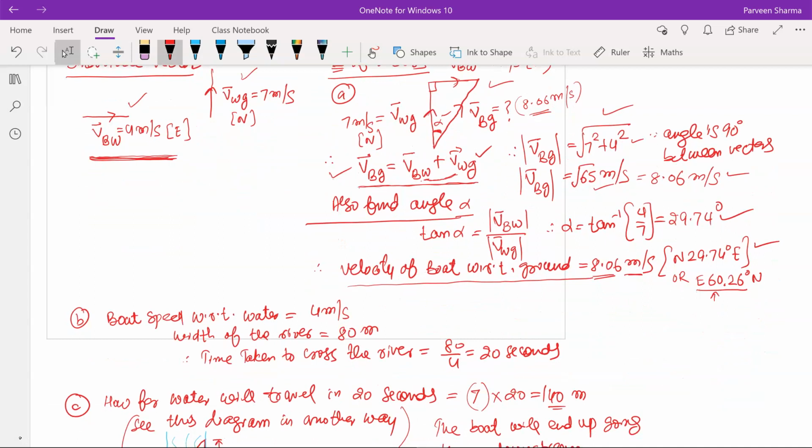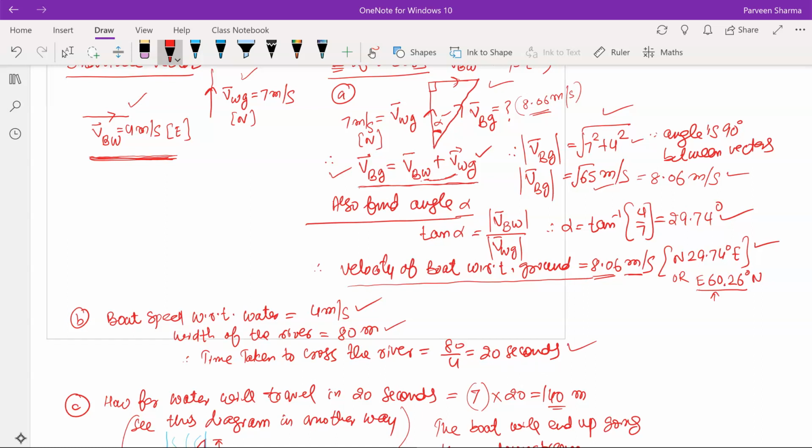So it's simply using the distance, time, velocity formula. So the velocity of the boat is given 4 meters per second in east. The width of the river is also in east. We can find the time it will take.